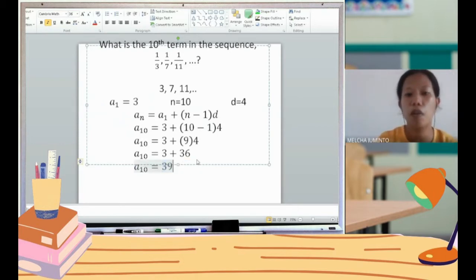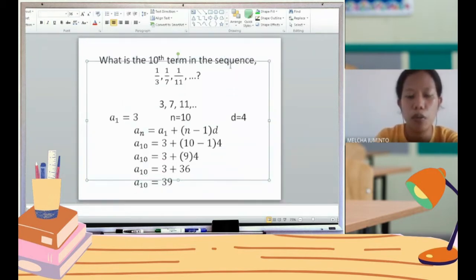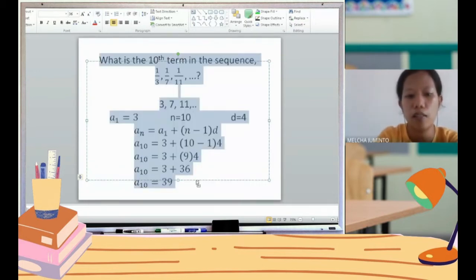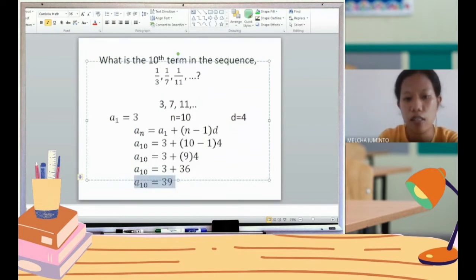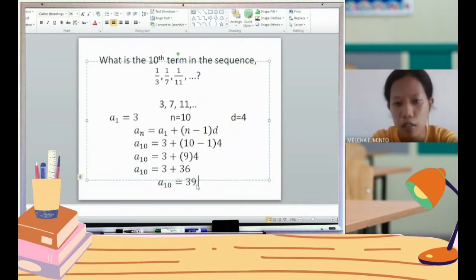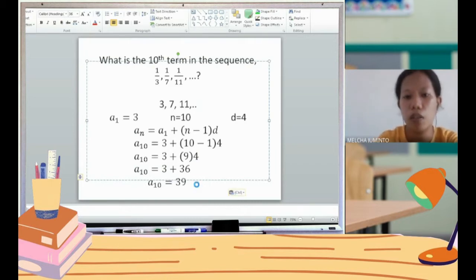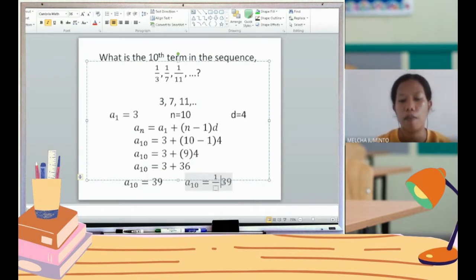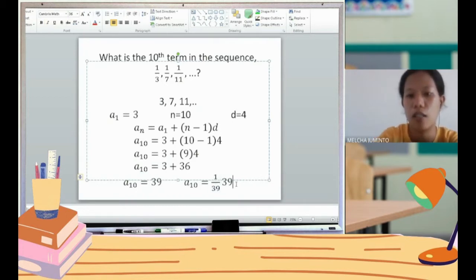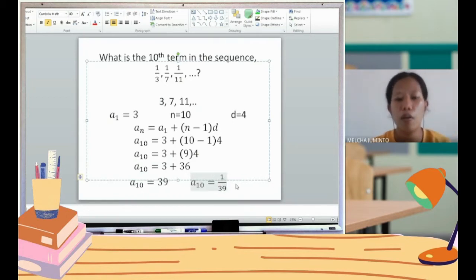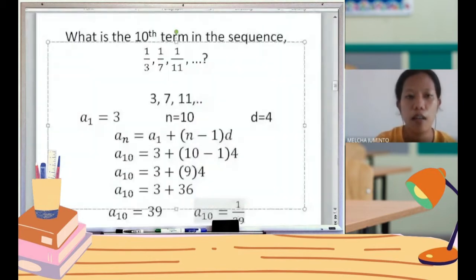The 10th term will be 39, but since this is a harmonic sequence, we need to write it as a fraction. Therefore, we will not end with 39. We still need to write it as 1 over 39 because this is a harmonic sequence. So we have the answer: 1 over 39 is the 10th term of this harmonic sequence.